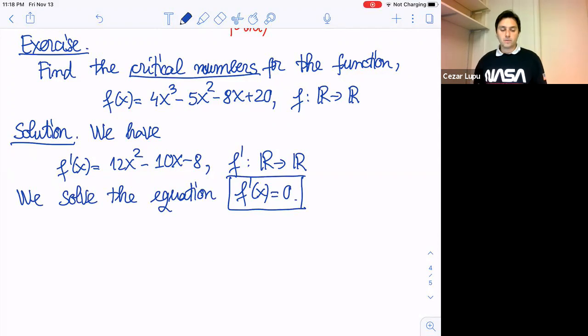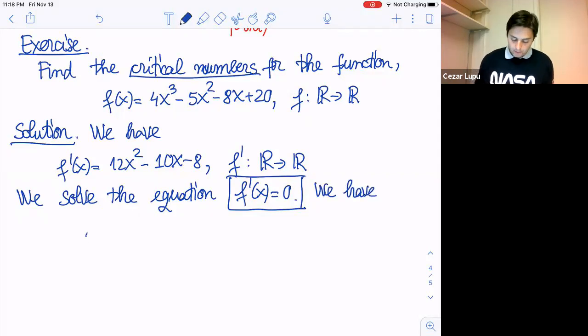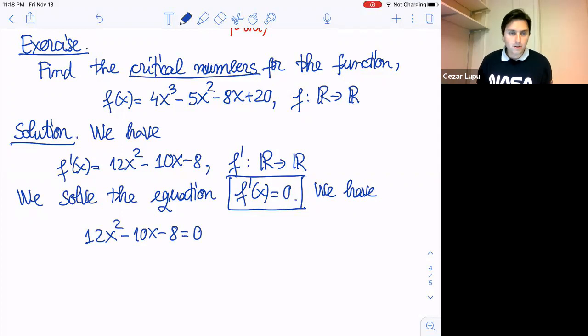So f prime of x equals 0, and we will have the following. So this would be 12x squared minus 10x minus 8 equals 0. This is a quadratic equation, you can solve it any way you want. You can just factor out 2, so this will be nothing else than 6x squared minus 5x minus 4 equals 0.